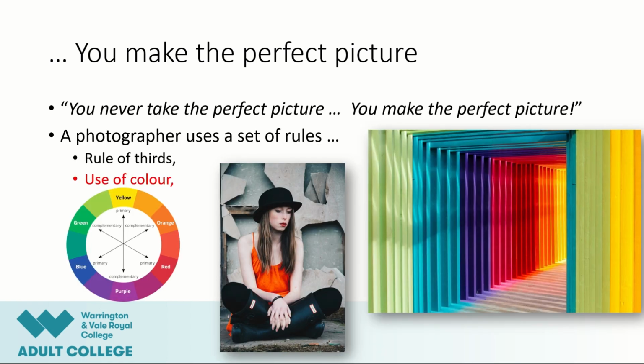And not only is the rule of thirds a good rule to use in photography, simple rules like the use of colour can be really important. Being aware of colours, for example, sometimes colours can distract from what you really want the viewer to look at within a photograph. So you have to be conscious of colour. And you can see some examples here.